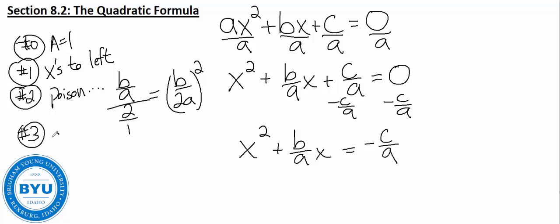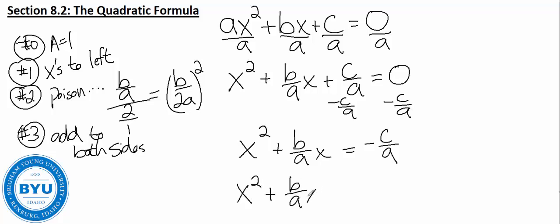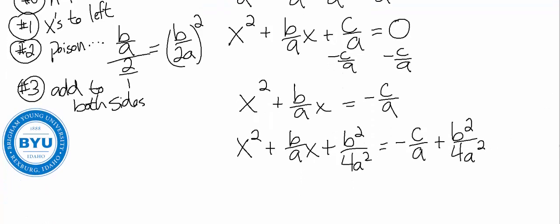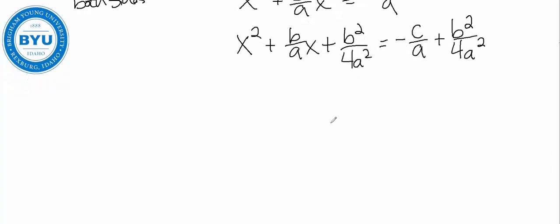That's what we said in step 3. Add to both sides. This is a review from last lesson. So I would get x squared plus b over a x plus this value. Let's see. Should we square it? Let's square it. That would be b squared over 2a squared, so I'd have to square the 2. That's 4. And a squared is a squared. And so that's what we are adding to both sides: b squared over 4a squared. Oh man, we're going to need more room. Let's move down. Here we go.